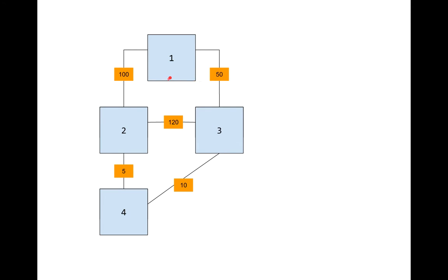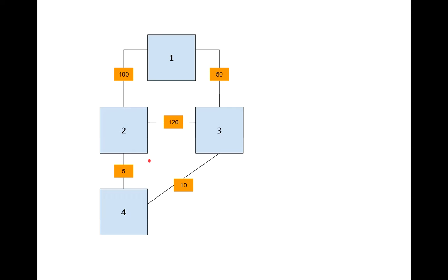We could build these roads, for instance, a road from City 1 to City 2 for $100 million. We could build a road from City 1 to City 3 for $50 million, 3 to 2 for $120 million, 3 to 4 for $10 million, or 4 to 2 for $5 million. These are our options. We haven't built any of these roads yet.